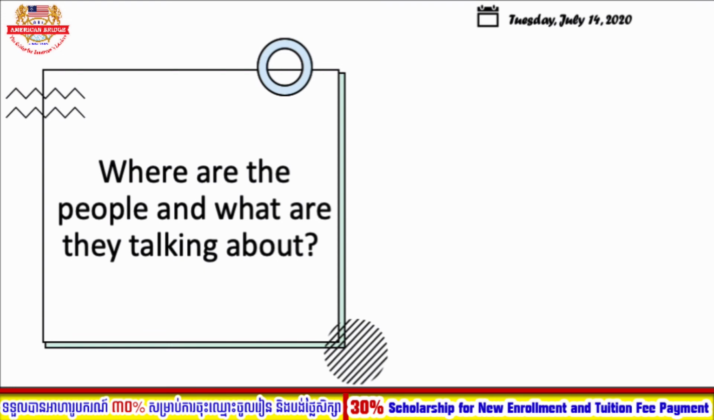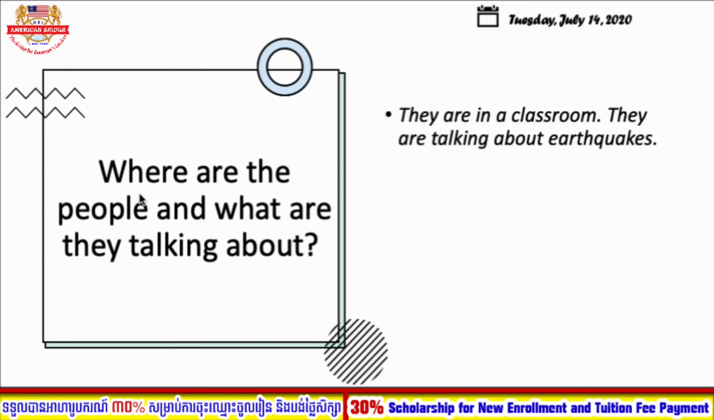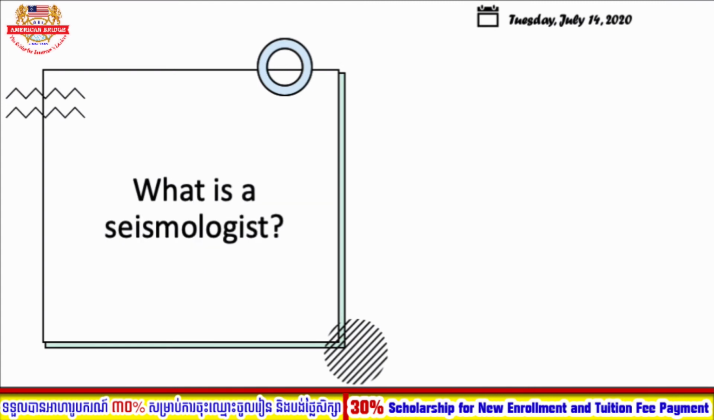So the first question, where are the people and what are they talking about? So here we have 2 parts. We have where and what. So where are the people? The answer here is they are in a classroom because the presenter or the speaker called the other person professor, which has a similar meaning to teacher, and they are talking about earthquakes. Let's move on to the second question.